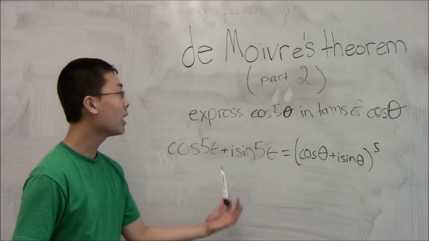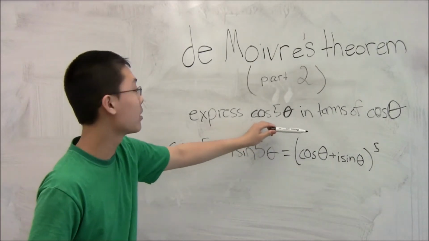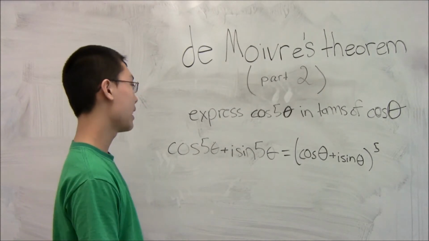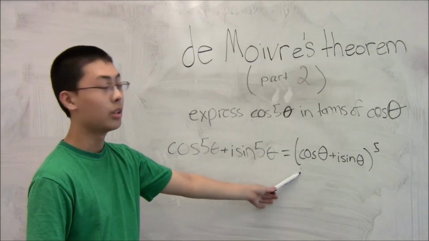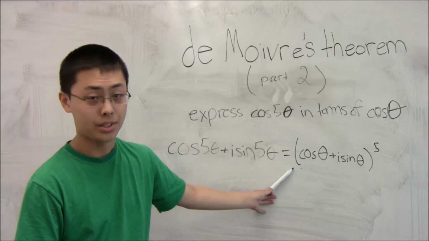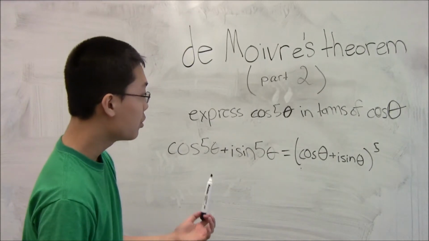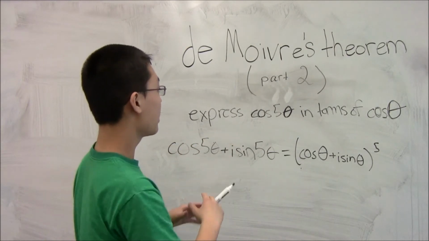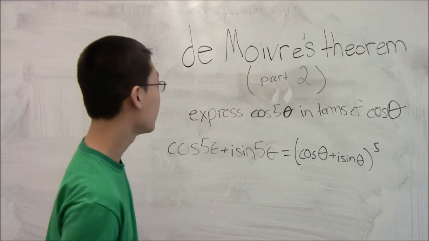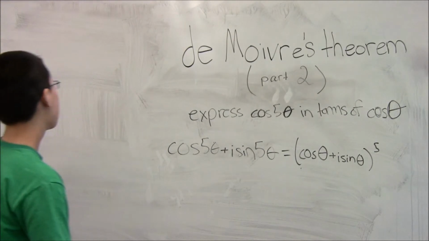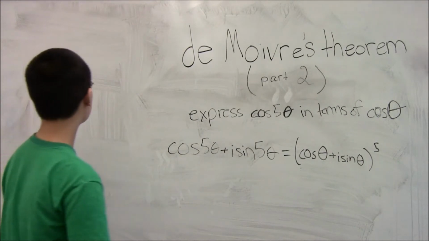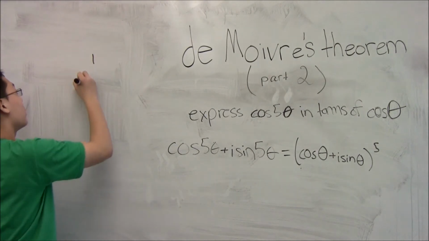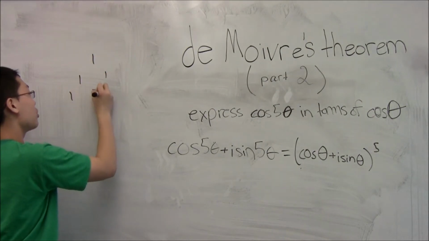Well, what we want is to express cosine of 5 theta in terms of cosine of theta. And so now we need to expand this monster. To do that, we could just bash it out. First we do squared, and then thirds, and then fourth and fifth. Another way to do it is actually use Pascal's triangle. And really, Pascal's triangle starts with a 1, 1, 1, 1, 2, 1.